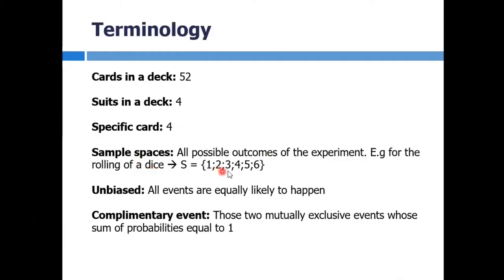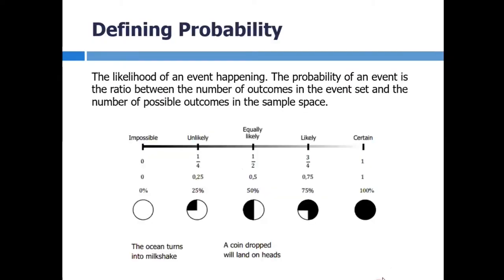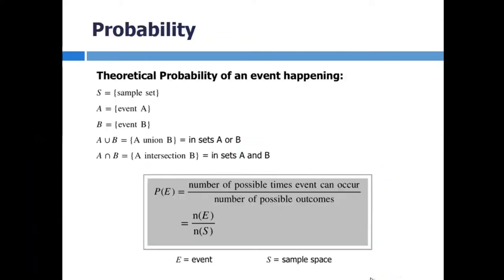Sample spaces, guys, that's a list of all your possibilities, things being unbiased, complementary events. We'll look at how to calculate those things. And this is just a general scale, so you get a feeling of what number value gives a good probability. And obviously a definite or certain probability is 1 or 100%. So that is your highest value.